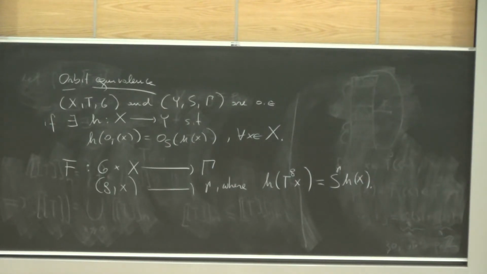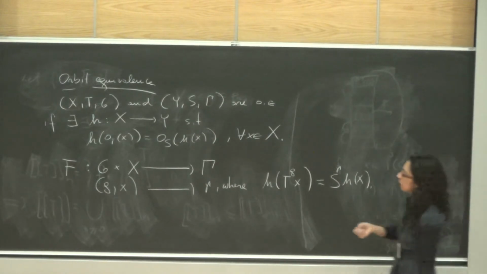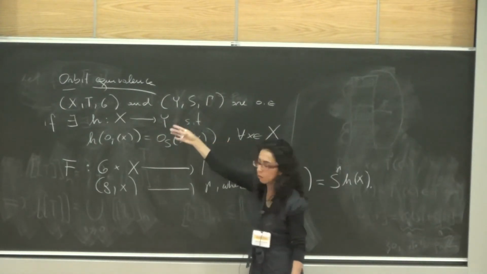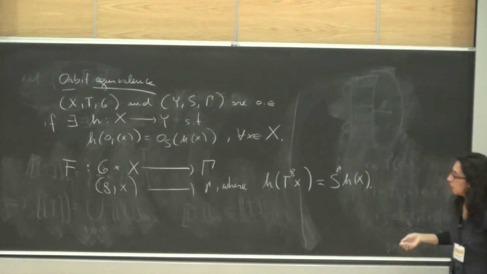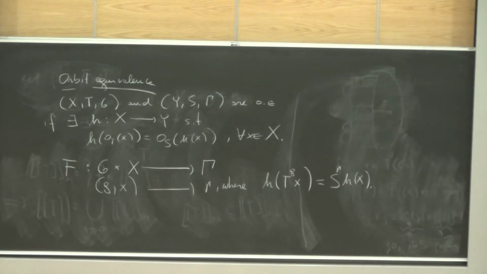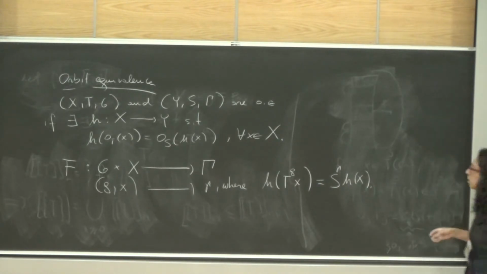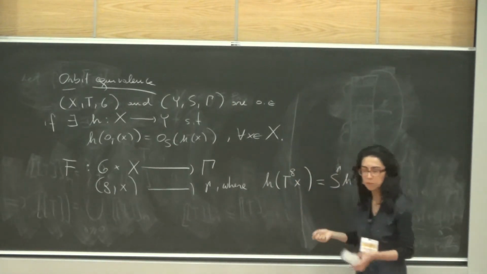There is another thing that I didn't say yesterday. If you are working with connected spaces, if X or Y are connected, this notion of orbit equivalence is trivial. It's equivalent to isomorphism. So when you are in the case of connected spaces, all these notions are the same as isomorphism.